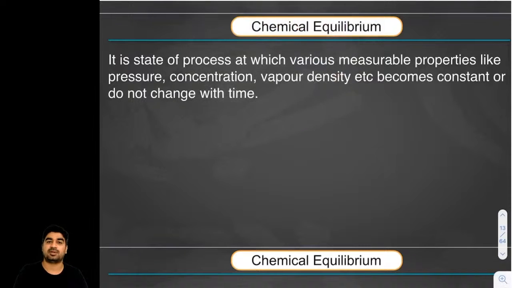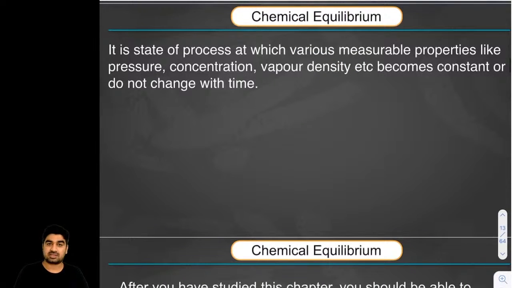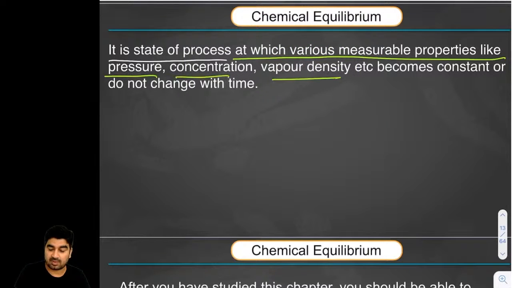So what is equilibrium? During a process, it is that state or stage at which various measurable properties like pressure, concentration, vapor density, etc. become constant, or they do not change with time at all.